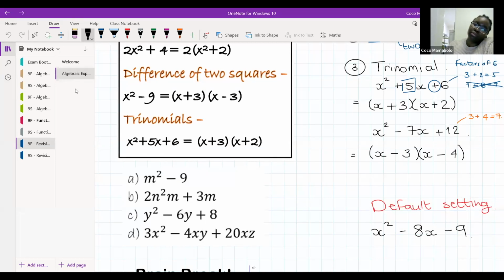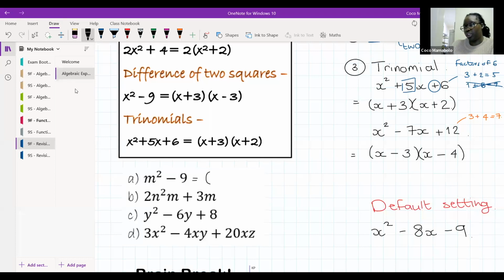Ma'am, I'm not sure, but I have the working out. Okay, cool. What did you do? So ma'am, I wrote m squared minus 9. So next to the m I wrote 1, which equals brackets x minus 1, brackets x minus 3. Is it right?